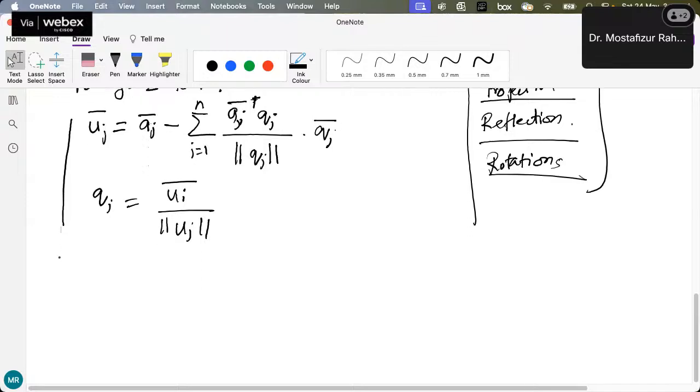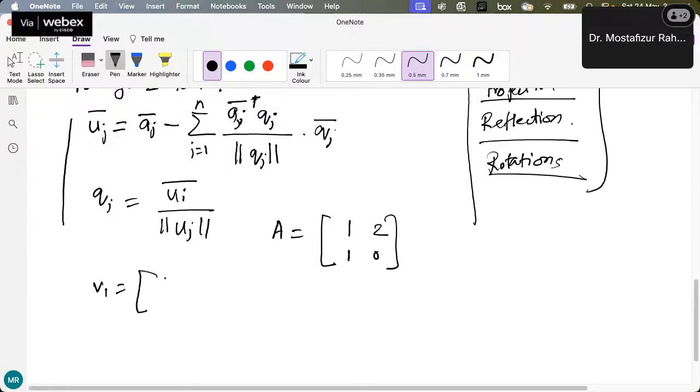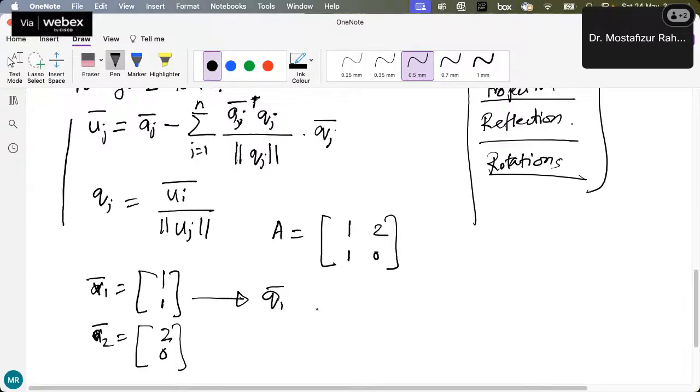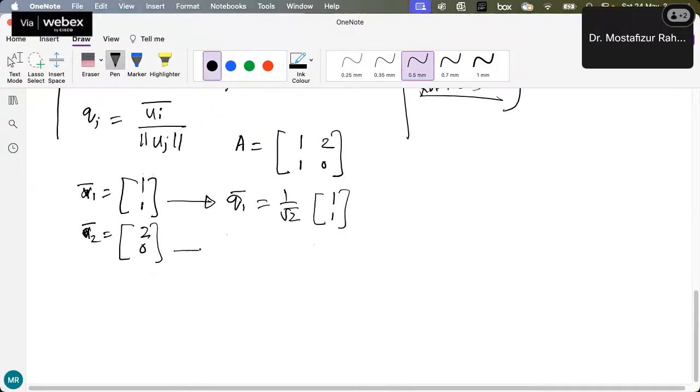Okay, so let's take an example to appreciate this concept. Suppose we take a matrix A, and that A is 1, 1, 2, 0. So what is my first vector? First vector is 1, 1. And what is my second vector? Let's take it as A1, and A2 as 2, 0. So from here, you can easily get the Q1 vector, which is 1 by square root 2 times 1, 1. This is the normalized vector.